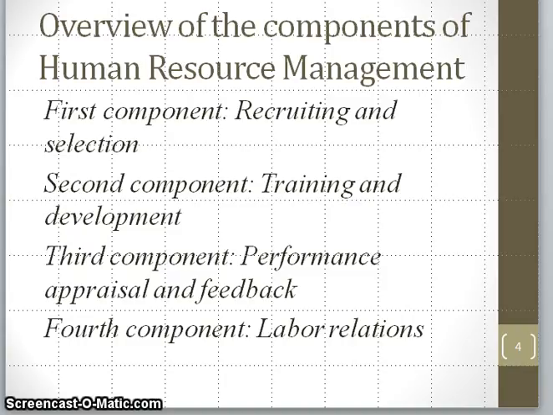So, as a review, first component, recruiting and selection. Second, training and development. Third, performance appraisal and feedback. Fourth, labor relations.